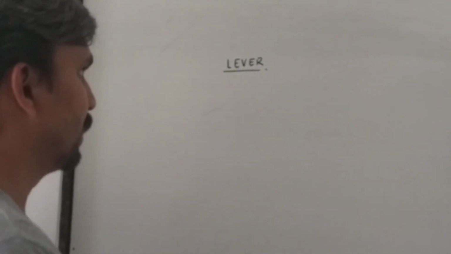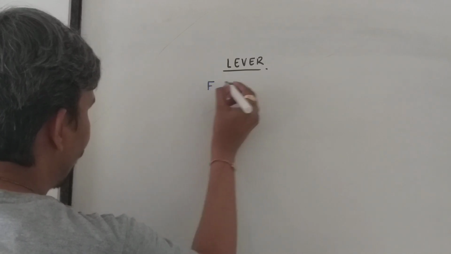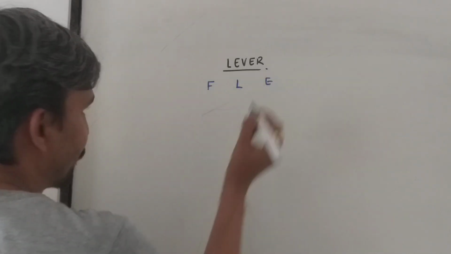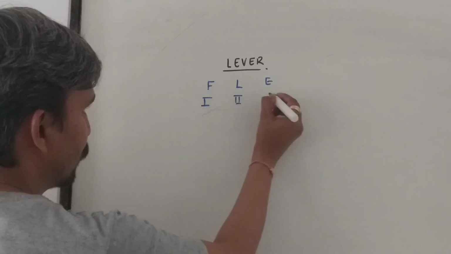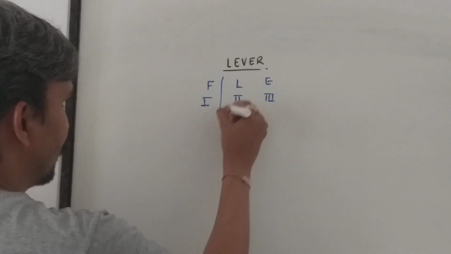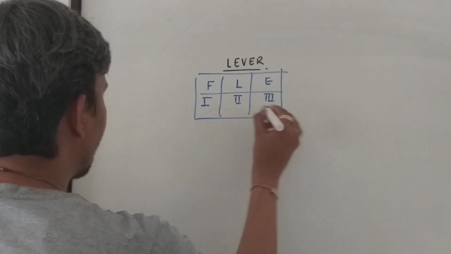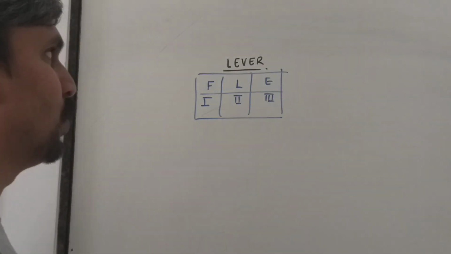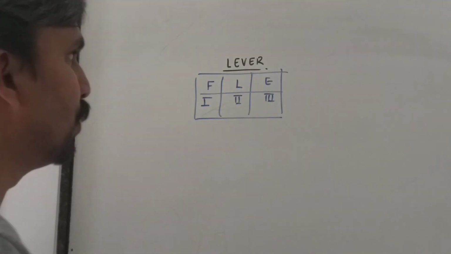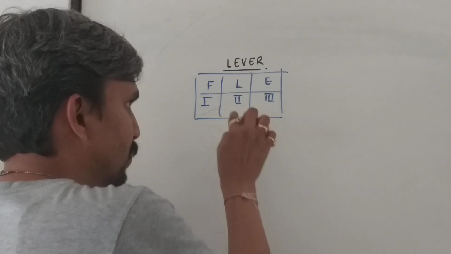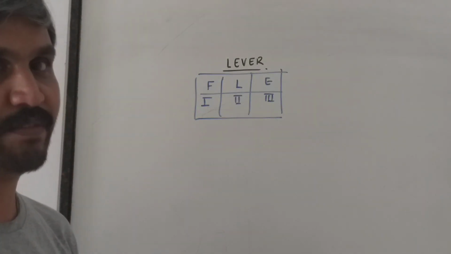Just to remember that part, I will write FLE, flea, right? So this is class 1, this is class 2 and this is class 3. So, how to remember this part? If the fulcrum is in between the load and effort, it is called a class 1 lever. If the load is in between, it is called a class 2 lever, and if the effort is in between, it is called a class 3 lever, right?